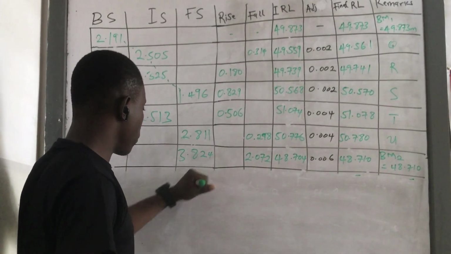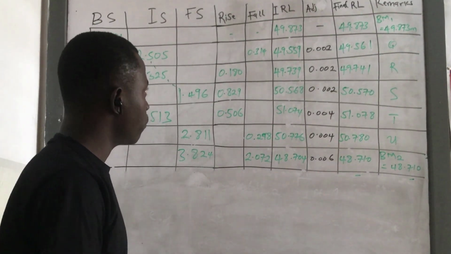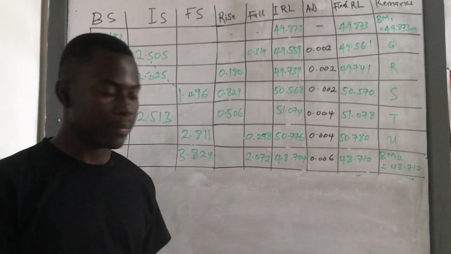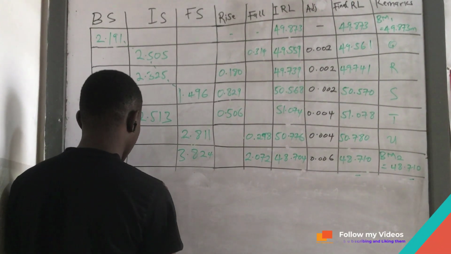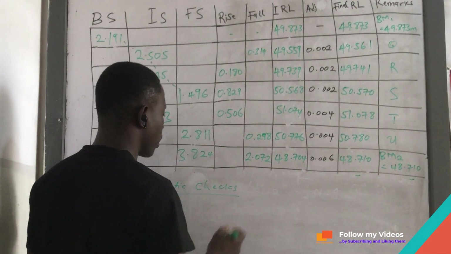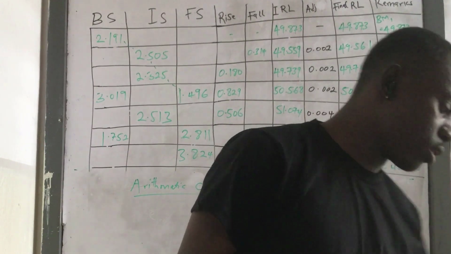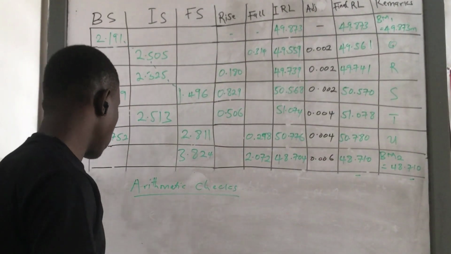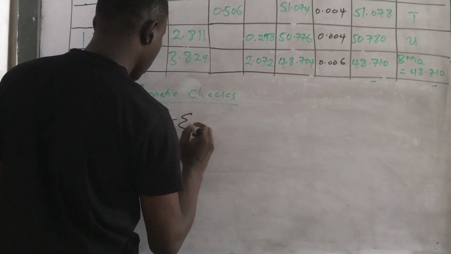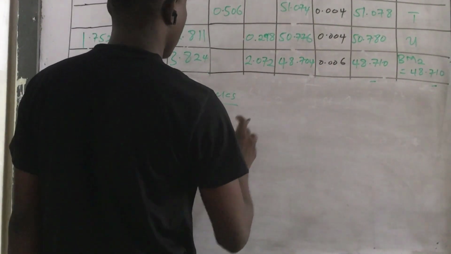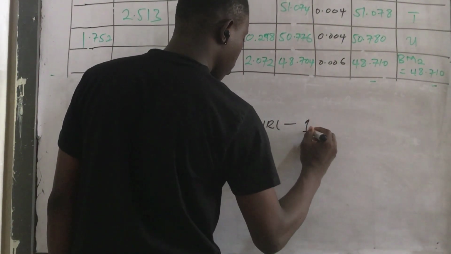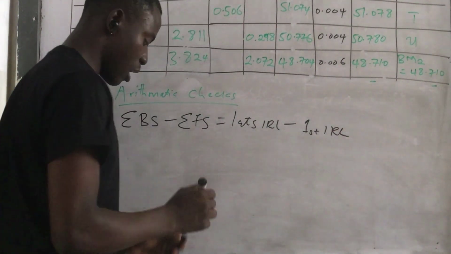Now I'm going to show you a few more things you need to do before you can submit your table for cross-checking or for someone to sign on it. First of all, you do what we call arithmetic checks. Just to show that what you've done is actually correct. It's just to indicate that you've done it properly. Okay, so there are a few formulae we use. The sum of all the back sides minus the sum of all the fore sides equals the last reduced level, last RL minus first RL. Like this. That's one arithmetic check.